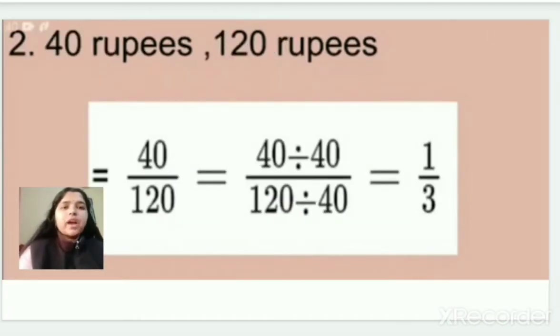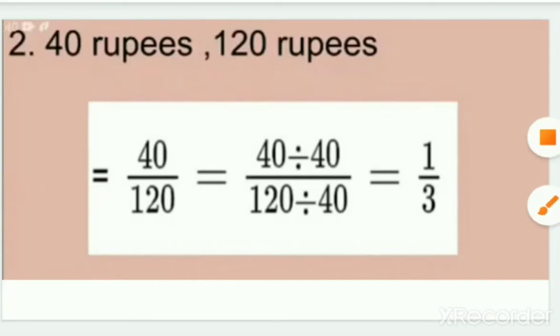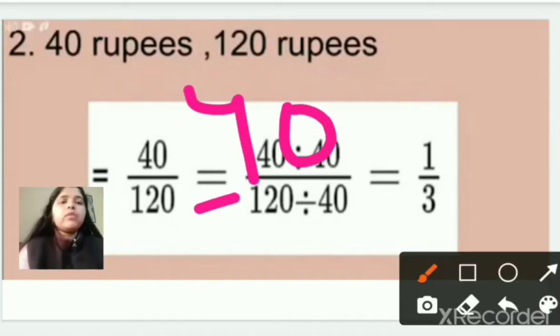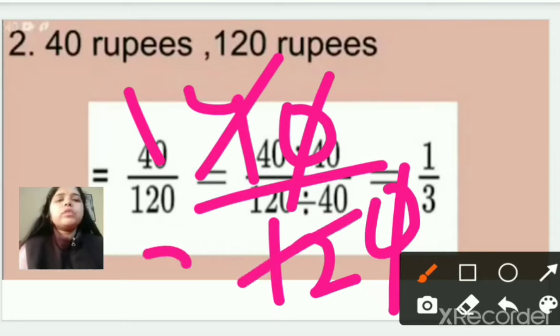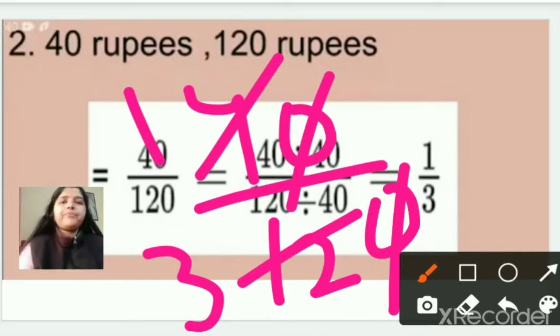In the same way, we have 40 rupees, 120 rupees. Both are in rupees, that is, the same quantity. So we have the ratio 40 by 120; the 0 cancels. 4 1s are 4 and 4 3s are 12. That is, we have the fraction 1 by 3. So we have the ratio 1:3.